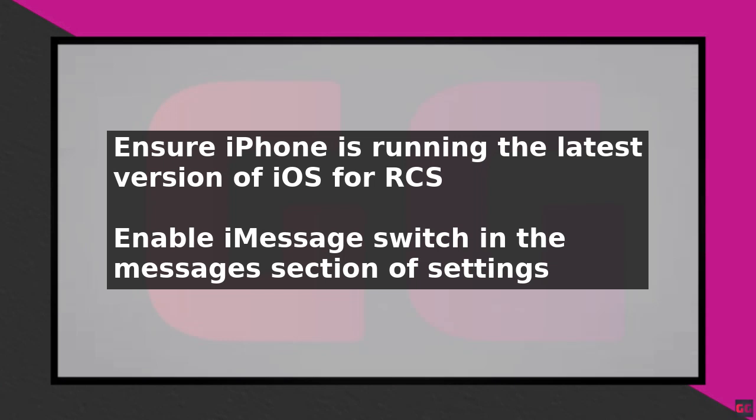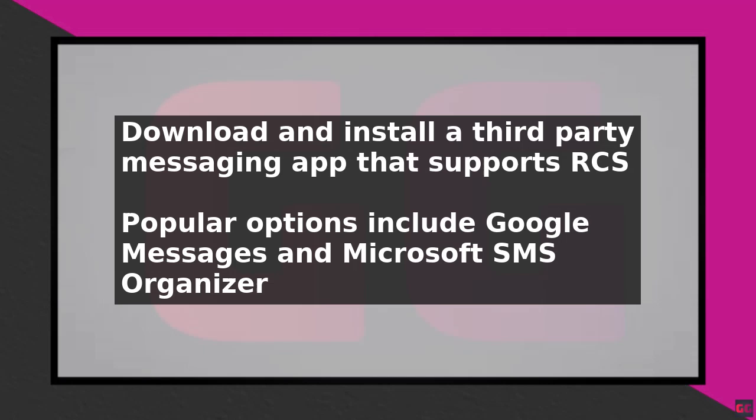Although iMessage is not the same as RCS, it is a similar technology that allows for rich text messages between Apple devices. To use RCS with non-Apple devices, you will need to use a third-party messaging app that supports RCS. Some popular options include Google Messages and Microsoft SMS Organizer. Download and install one of these apps from the App Store. Once installed, open the app and follow the in-app instructions to enable RCS.